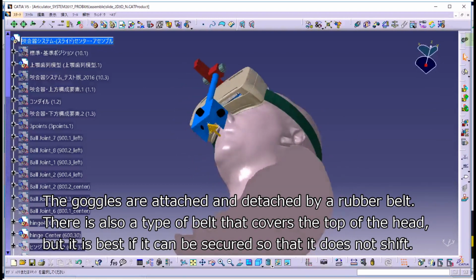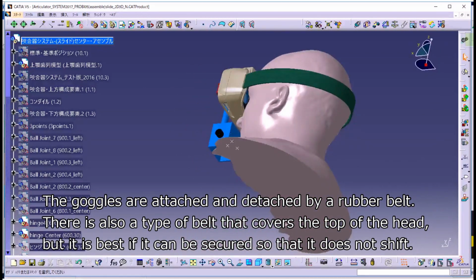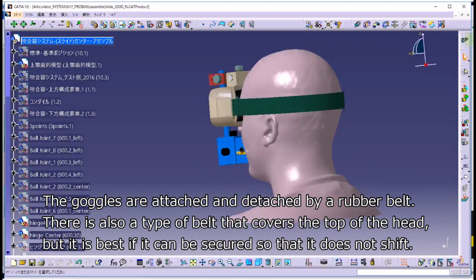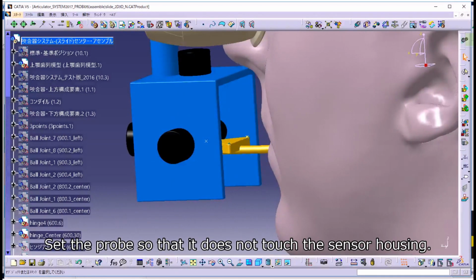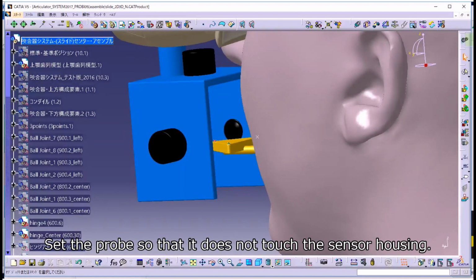There is also a type of belt that covers the top of the head, but it is best if it can be secured so that it does not shift. Set the probe so that it does not touch the sensor housing.